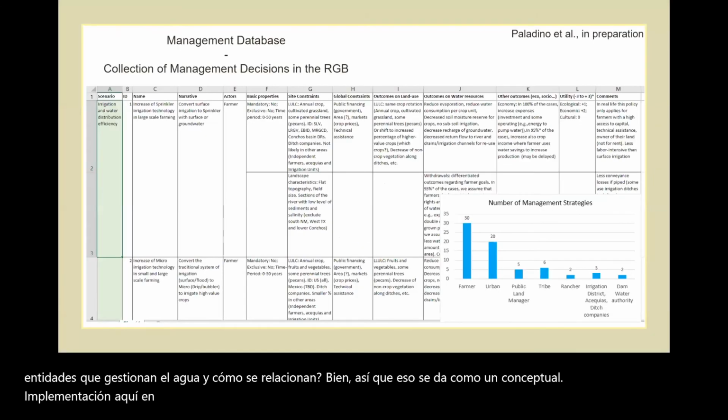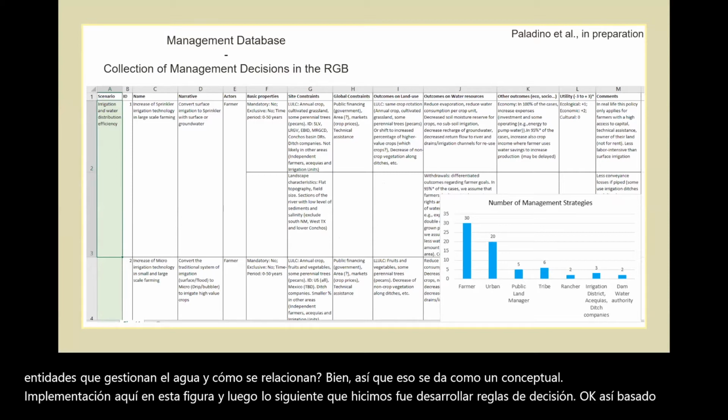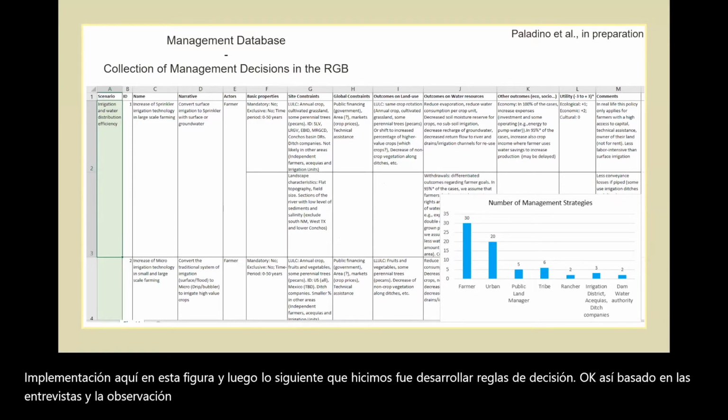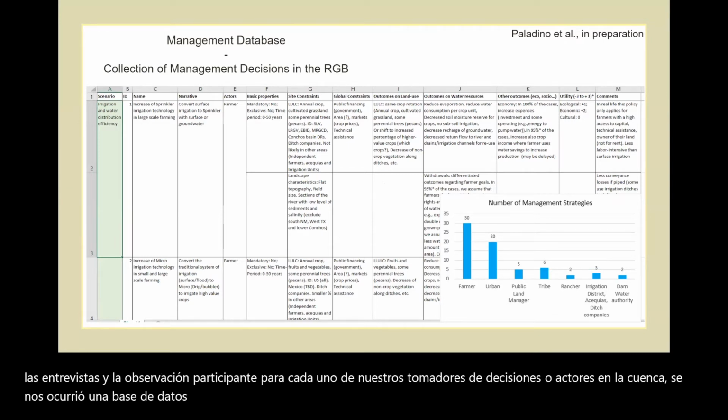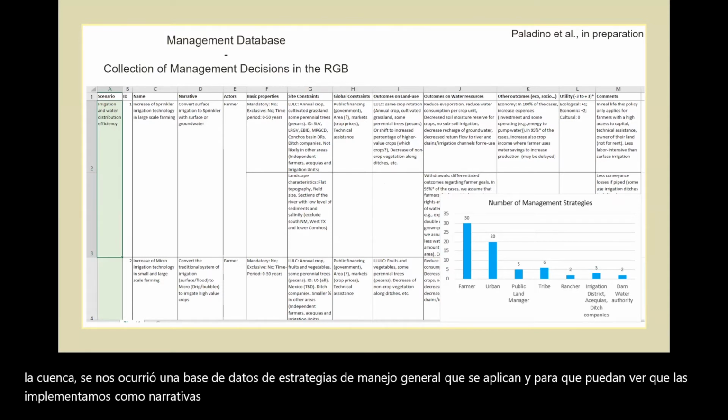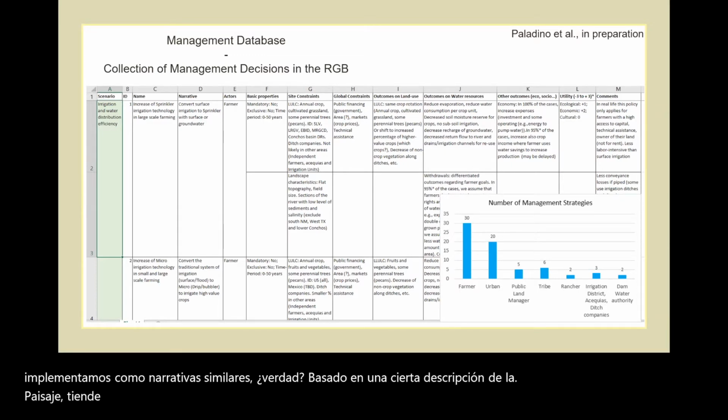And then the next thing we did was we developed decision rules. Based on the interviews and the participant observation, for each of our decision makers or actors in the basin, we came up with a database of general management strategies that are applied. You can see that we implemented those as narratives, right? Based on a certain description of the landscape, a certain actor tends to make a certain decision that has this impact on the economy, on water use, on the land use. Okay?